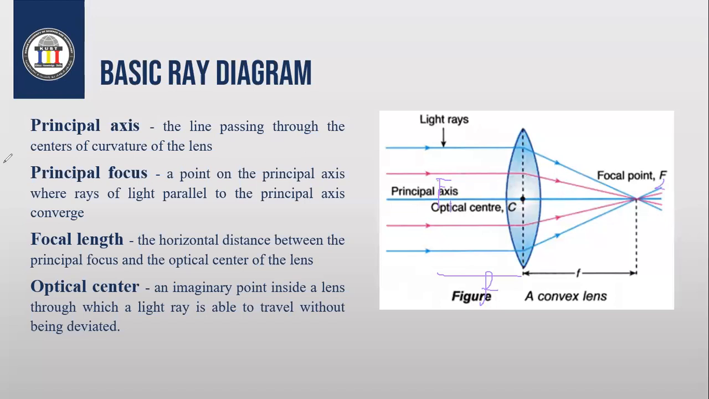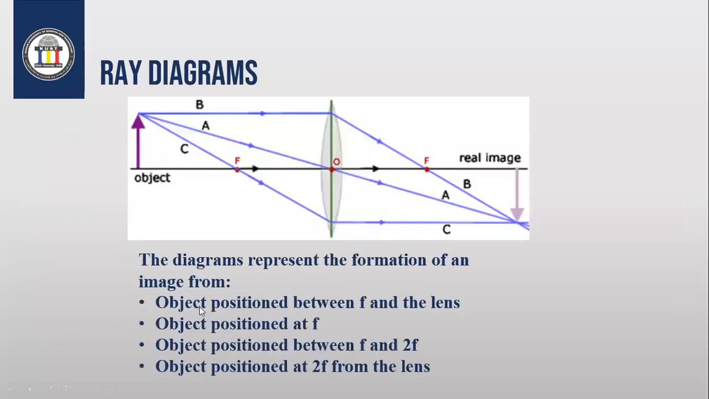Now, how can these things happen? First of all, we will position the object between F and the lens. As we said, F can be here and here. This is the lens, this is the front of the lens, and this is the back of the lens. So we will put the object between F and the lens.